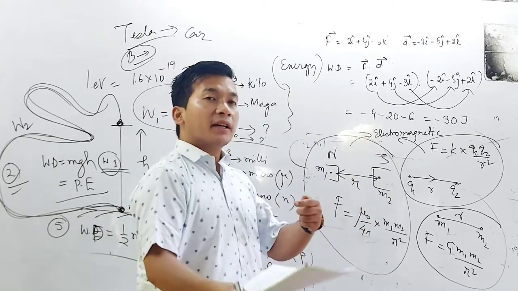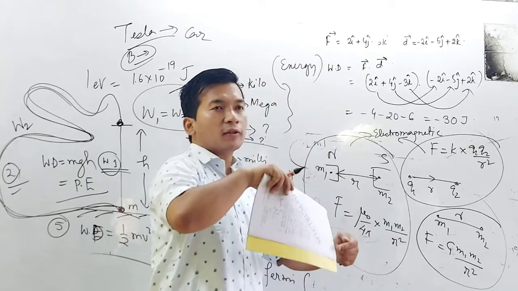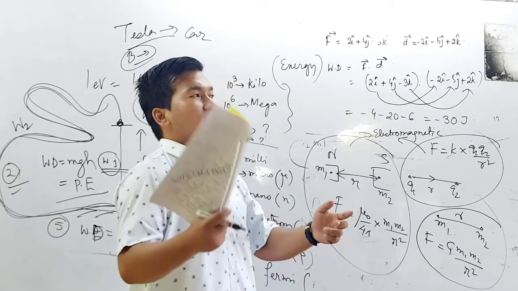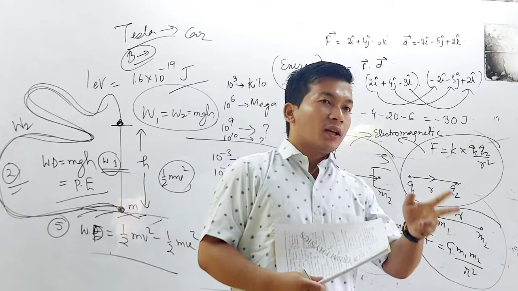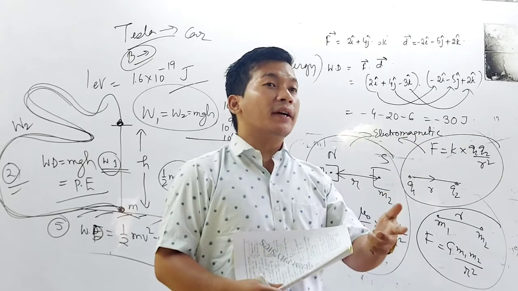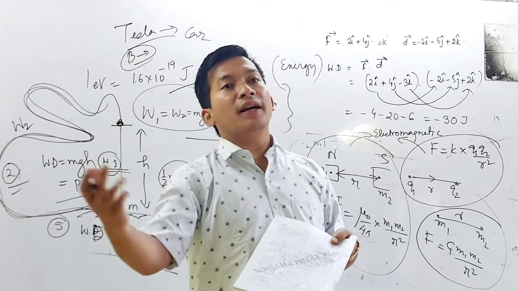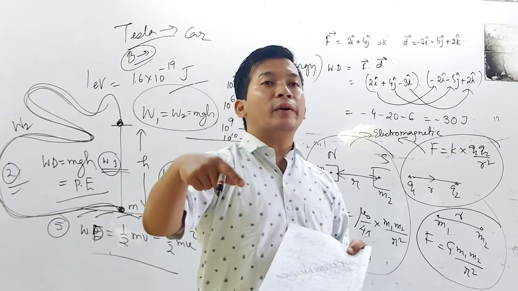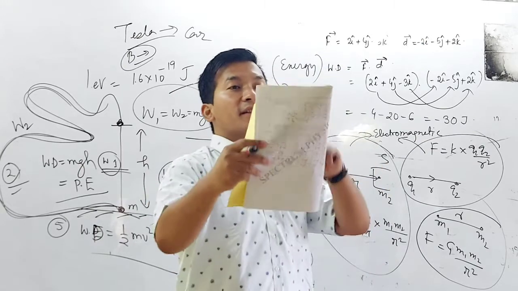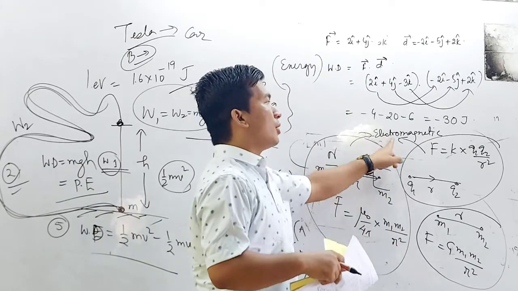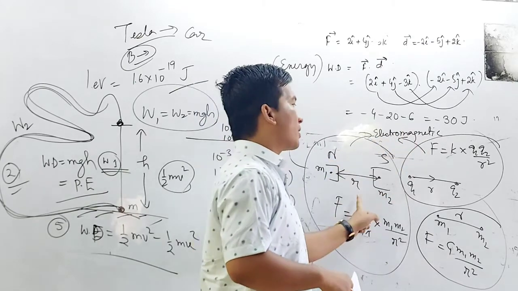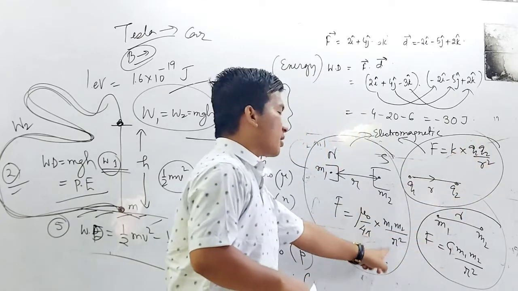Magnetism can generate electricity and electricity can generate magnetism. For example, in an electric motor, electrical energy is converted into mechanical work done, and in a generator, mechanical work done is converted into electrical energy. So there is interconversion from electric field to magnetic field to electric field, and it follows the same formula, 1 by r square.